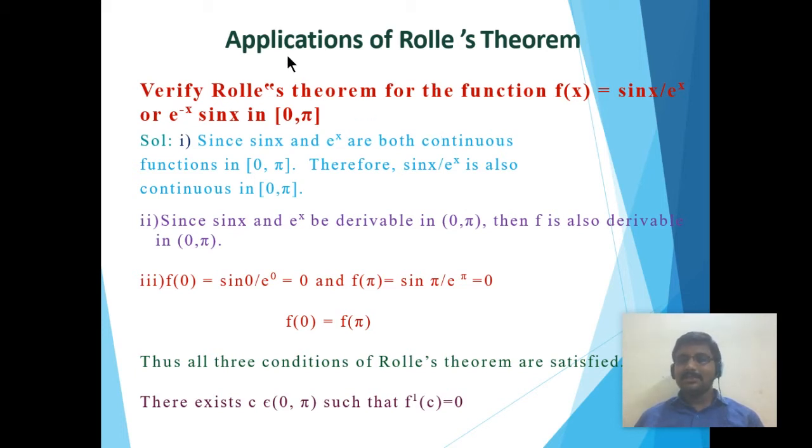So sin x is continuous, e power x is continuous. Sin x by e power x is also continuous because e power x is not equal to 0 in the given interval. That is, the exponential function cannot be 0. So sin x by e power x is a continuous function in the closed interval 0 comma pi.